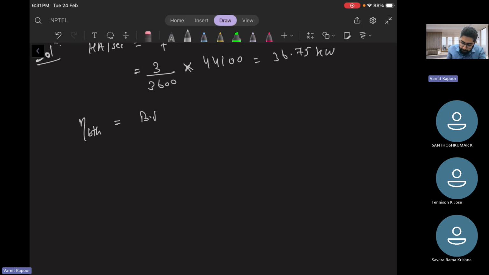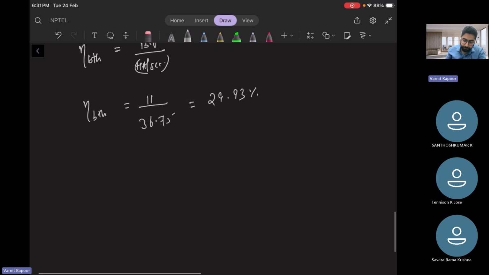What is brake thermal efficiency? It is brake power to that of heat added per second. We know the brake power given is 11 kilowatt. 11 to that of 36.75. So we get 29.93 percent brake thermal efficiency.